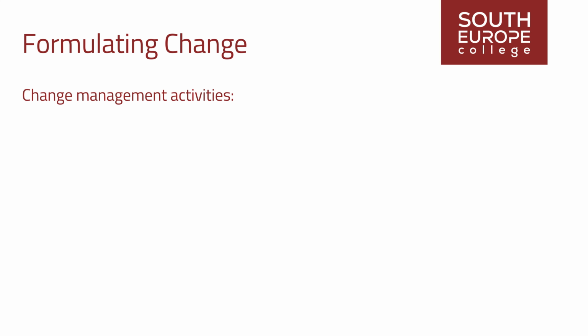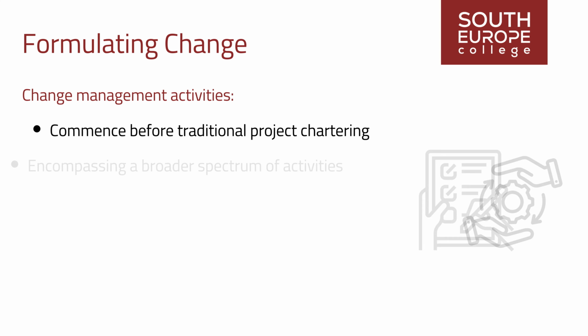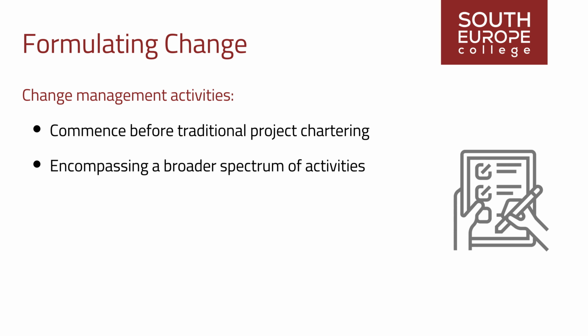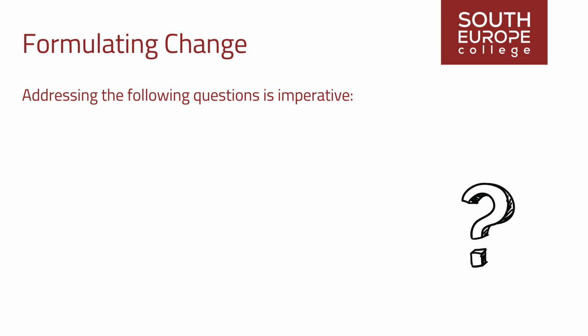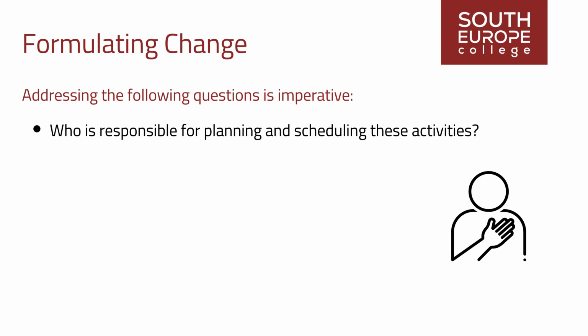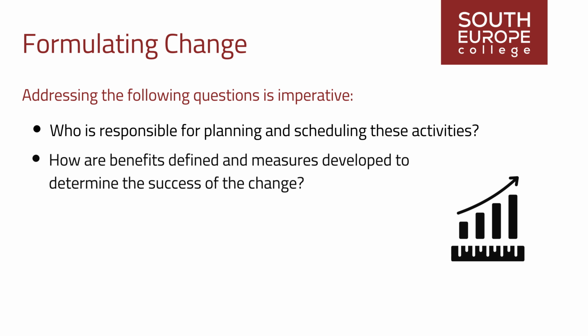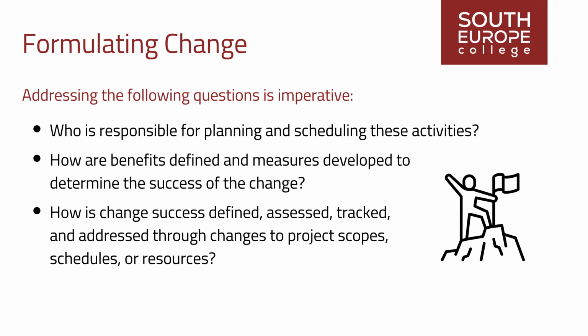Change management activities commence before traditional project chartering, encompassing a broader spectrum of activities, primarily managed at the program level. Coordination of responsibilities and schedules for change management activities is crucial, and addressing the following questions is imperative. Who is responsible for planning and scheduling these activities? How will this project be integrated at the program level? And how are resource constraints managed? How are benefits defined and measures developed to determine the success of the change? How is change success defined, assessed, tracked, and addressed through changes to project scopes, schedules, or resources?